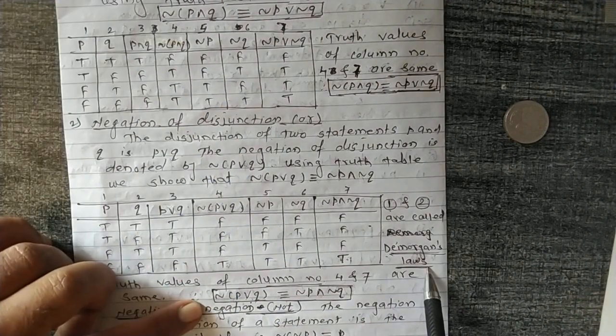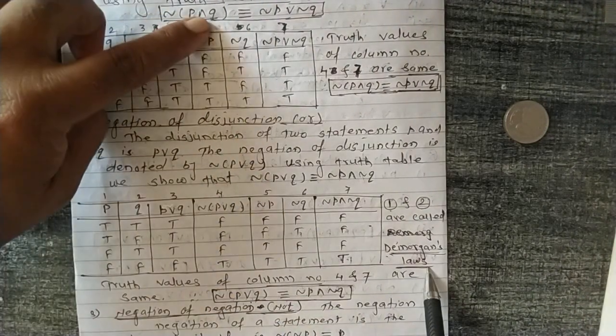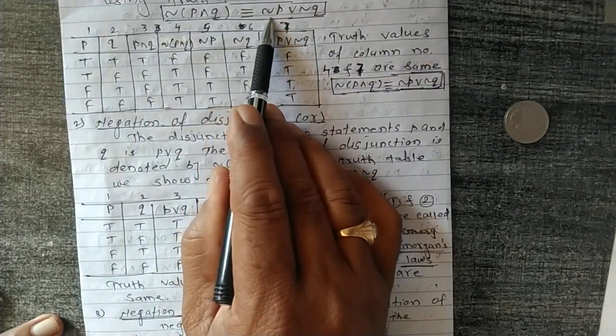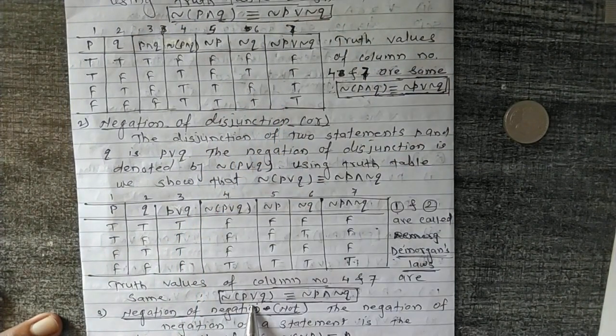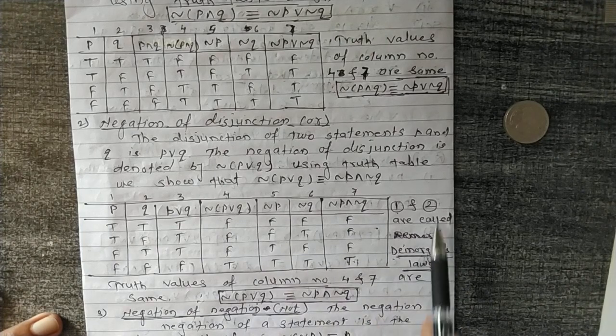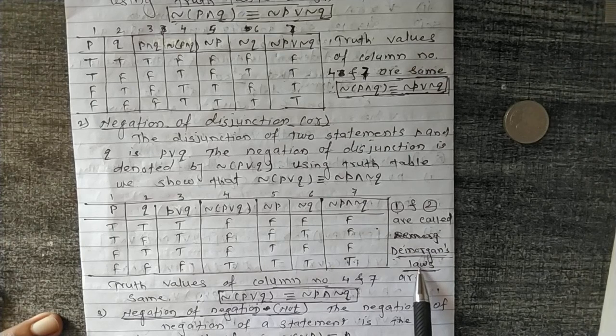First and second: ¬(P ∧ Q) is equivalent to ¬P ∨ ¬Q, and second, ¬(P ∨ Q) is equivalent to ¬P ∧ ¬Q. These two are called De Morgan's laws. We have already studied De Morgan's laws last year in set theory, that is in terms of intersection and union. Now here it is conjunction and disjunction. This is the negation of disjunction.